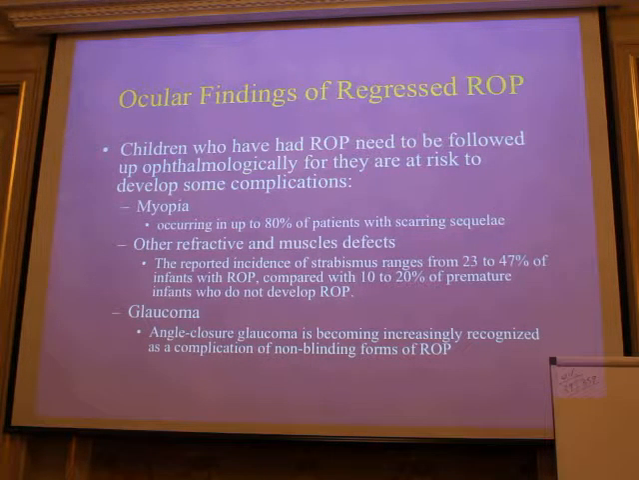Now, also of note is the problem that you have in regressed ROP. They develop complications, even if they've had good laser, even if the ROP has completely gone. First of all, they have relatively elevated levels of myopia. I keep seeing patients many years after treatment, but also muscle defects. Strabismus ranges from 22 to 40 percent, especially in patients who have had laser. We don't know why, but it does happen. Glaucoma, acute angle closure, but also primary open angle.